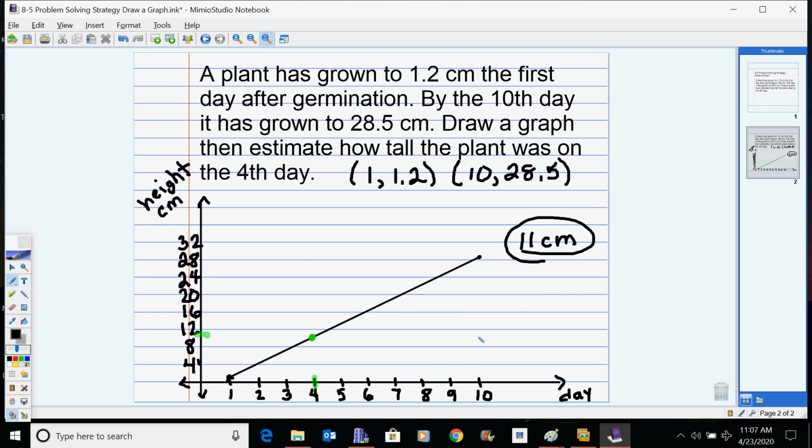Now it's an estimate because we don't have the exact fine little marks on here to get us exact. And we're assuming that this is linear growth so that it's a line, but this is a really good way of getting an about answer, and it is a strategy that you can use in order to find.